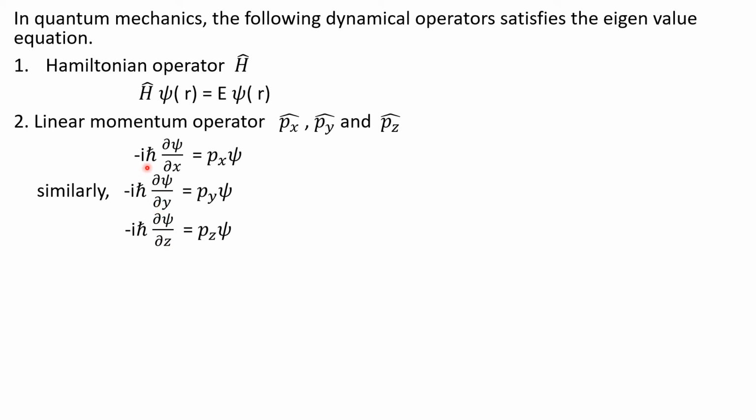Instead of minus i h cross, we also use h cross by i. Since if we multiply numerator and denominator by i, the numerator term becomes i square. i square is minus 1, and minus times minus gives plus h cross by i. Hence, instead of minus i h cross, we can also use h cross by i. That is also correct.